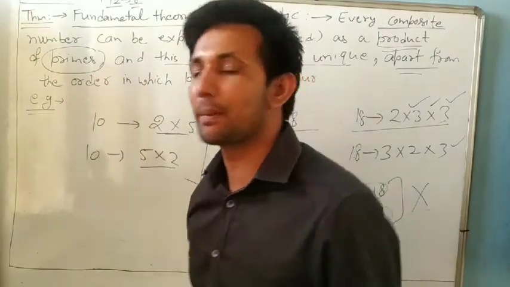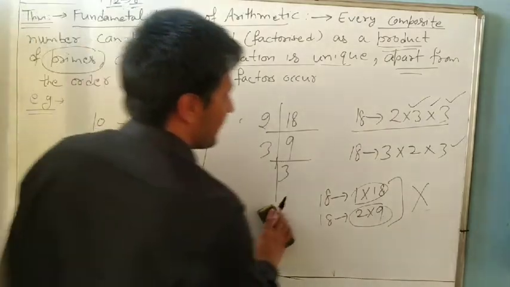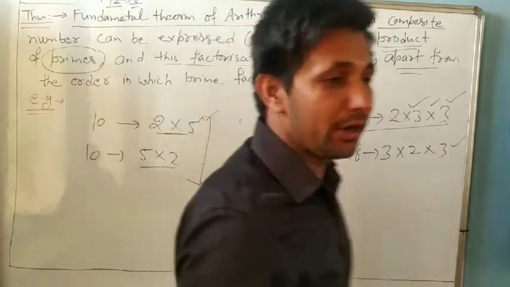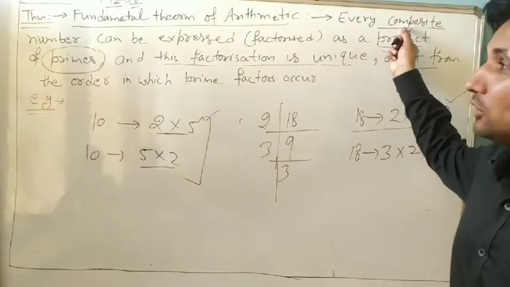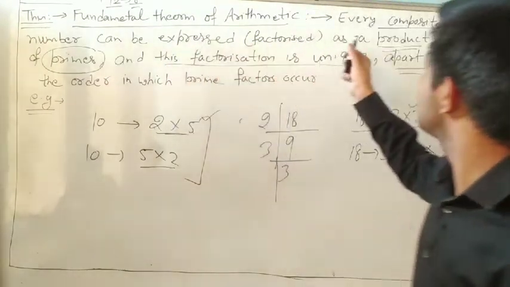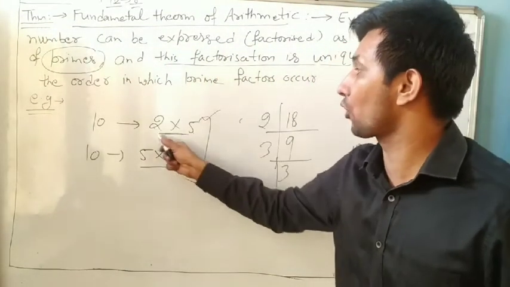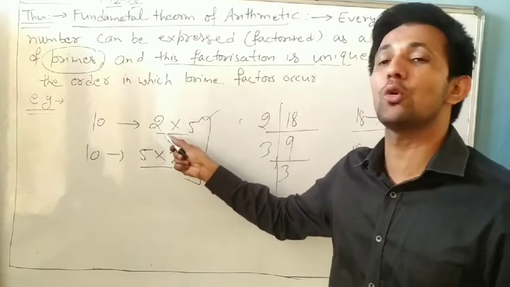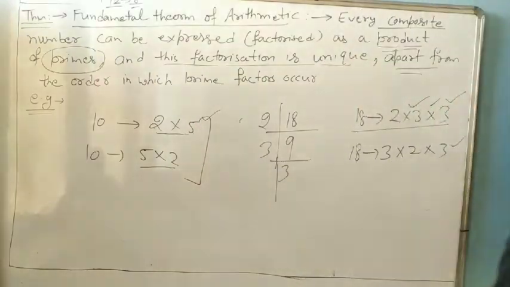Factors are prime. So every time remember, every composite number we can show as a product of prime numbers, and this order should be unique. Understand it? Now next.